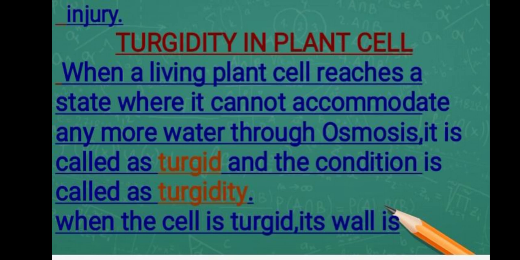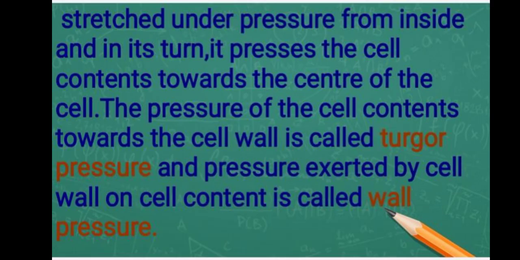Let's see a condition called as turgidity in the plant cell. When a living plant cell reaches a state where it cannot accommodate any more water through endosmosis, it is called as turgid and the condition is called as turgidity. When the cell is turgid, its wall is stretched under pressure from inside and in its turn it presses the cell contents towards the center of the cell.